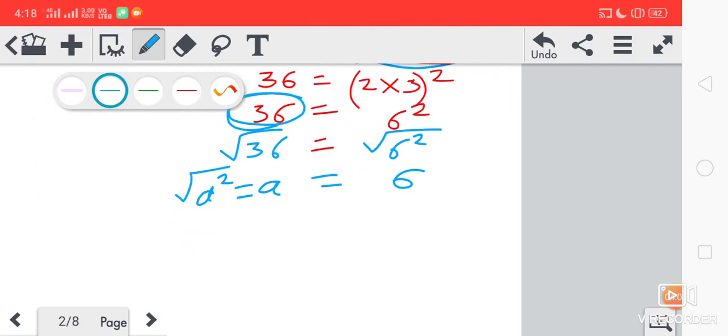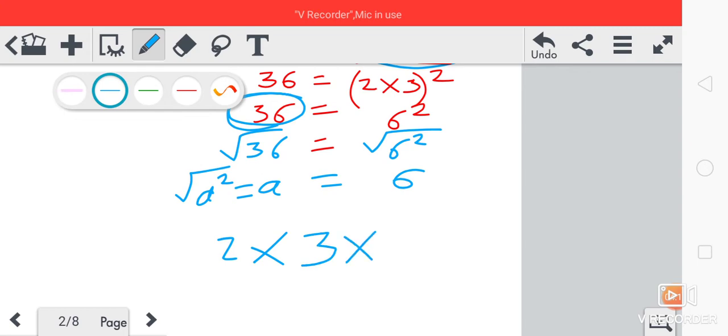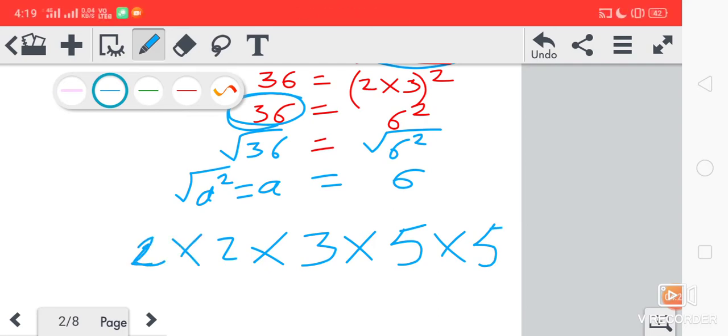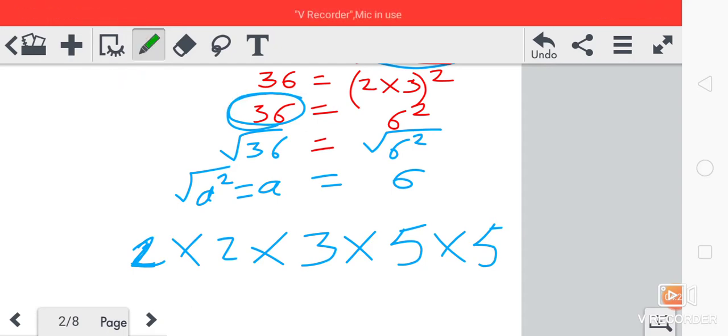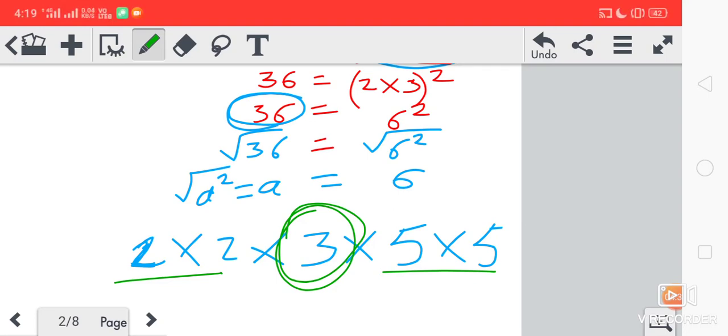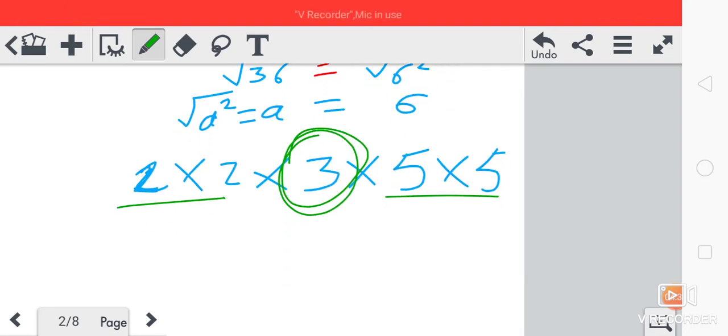So this is the way. Whichever number is left alone, suppose 2 into 3 into 5 into 5 and into 2. Suppose after prime factorization you get this kind of product. So 5 into 5 is already in square, 2 into 2 is already in square, but 3 is left alone, 3 is not in square. So which number should we multiply to get a perfect square?